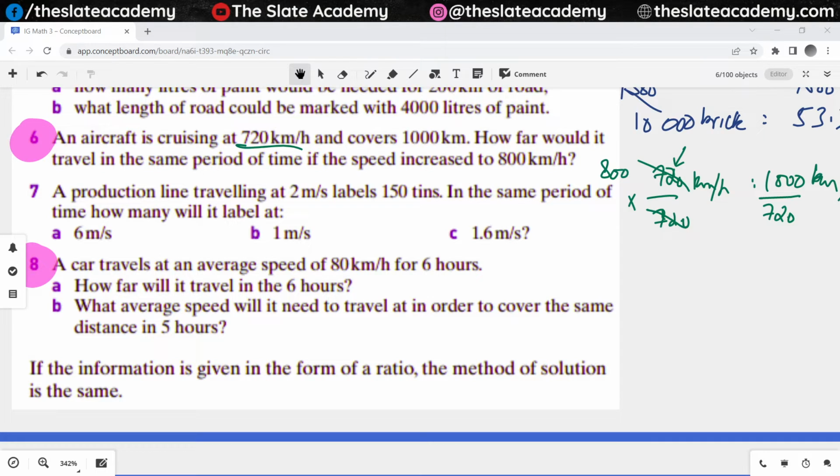So on the left hand side, I have 800 kilometers per hour. And on the right hand side it would become 1000 into 800 divided by 720. So it would be 1111 kilometers. Yes, Anam, understood?